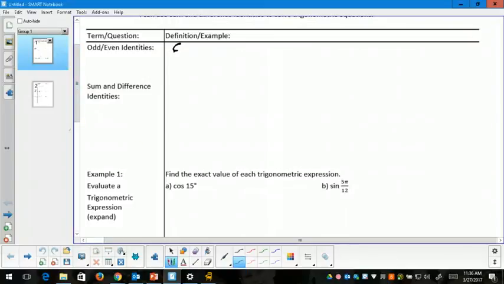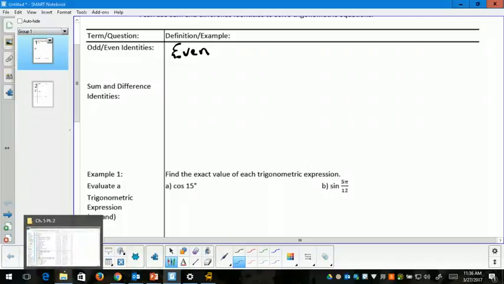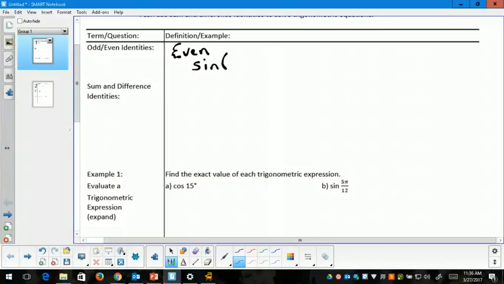The even identities, which could be reflected over the y-axis, are: sine of negative theta is equivalent to the opposite.